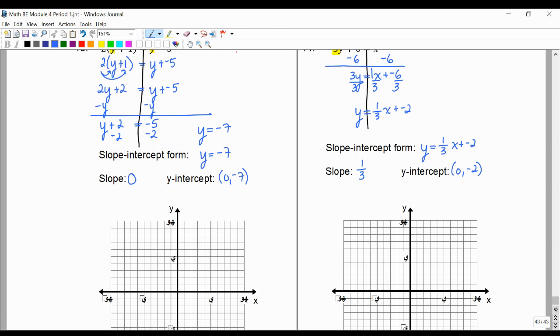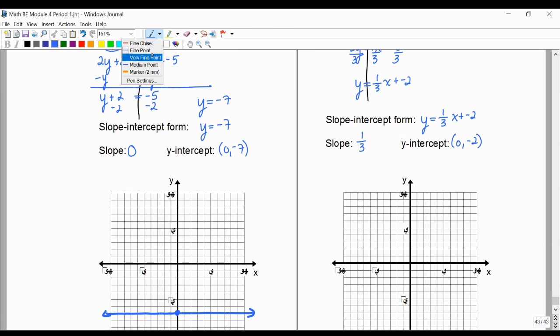So let's review graphing. First thing we're going to do is start with our y-intercept. And we're going to graph that, which is down at -2. And then we're going to do our rise and run, starting at this point, (0, -2). We're going to rise up 1 and right 3. Up 1 and right 3. And we're going to connect the points to get our line.